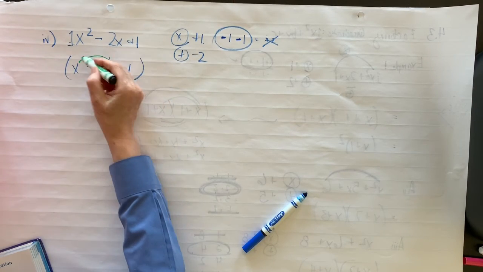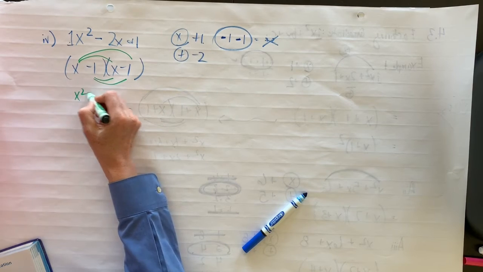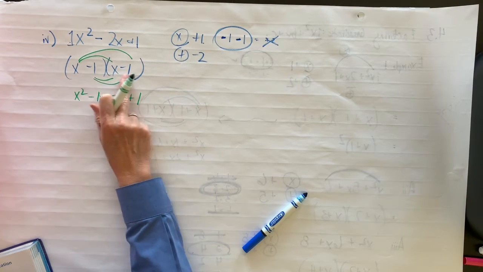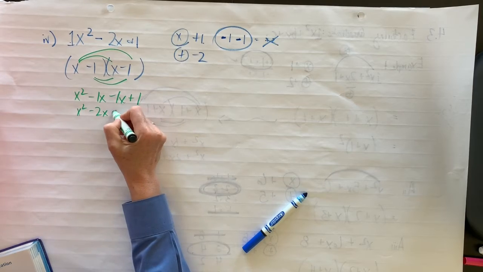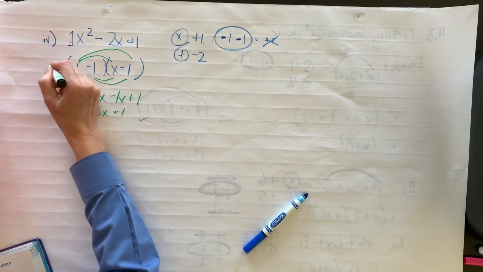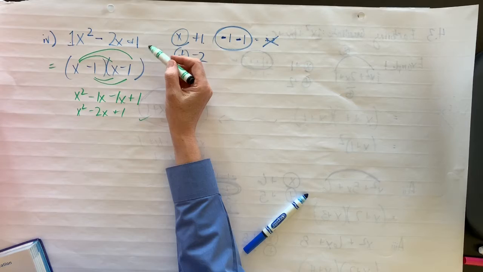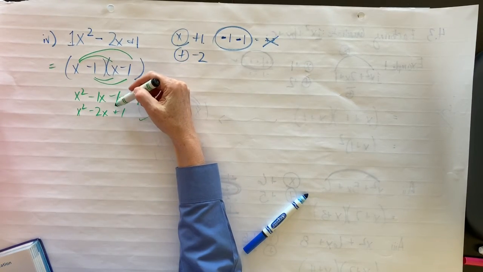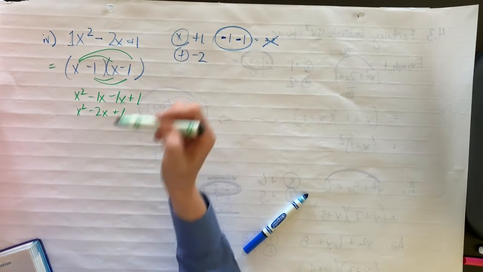I'm going to use FOIL. First, outside, inside, last. So I get x squared minus 1x plus 1, because negative 1 times negative 1 equals positive 1. And when I collect like terms, I get this, which is exactly what I started with. So I know that my answer is right. Okay, on a test, you're not going to show me this because I'm actually asking you to factor or asking you to put the brackets in. So I don't want to see this, but if you want to do that on a scrap piece of paper, or if you want to do that in your head, that's fine, but I know that I've done it correctly.